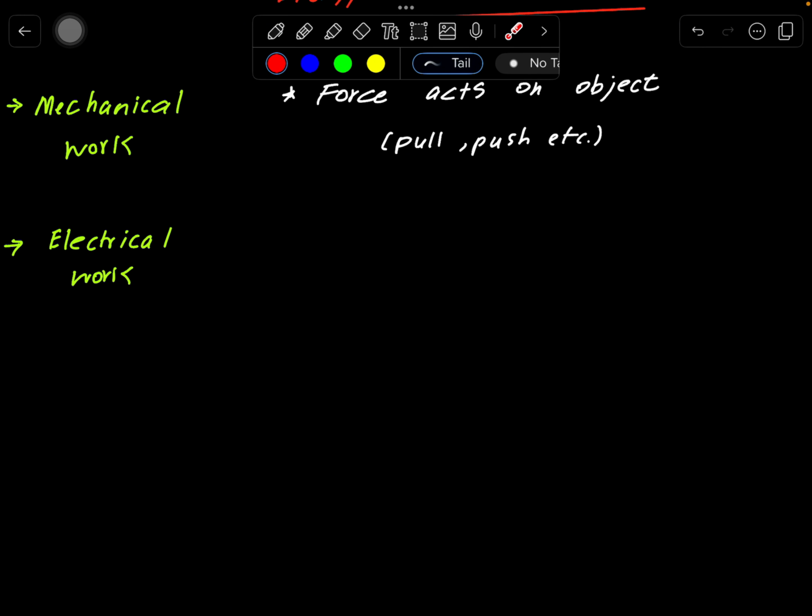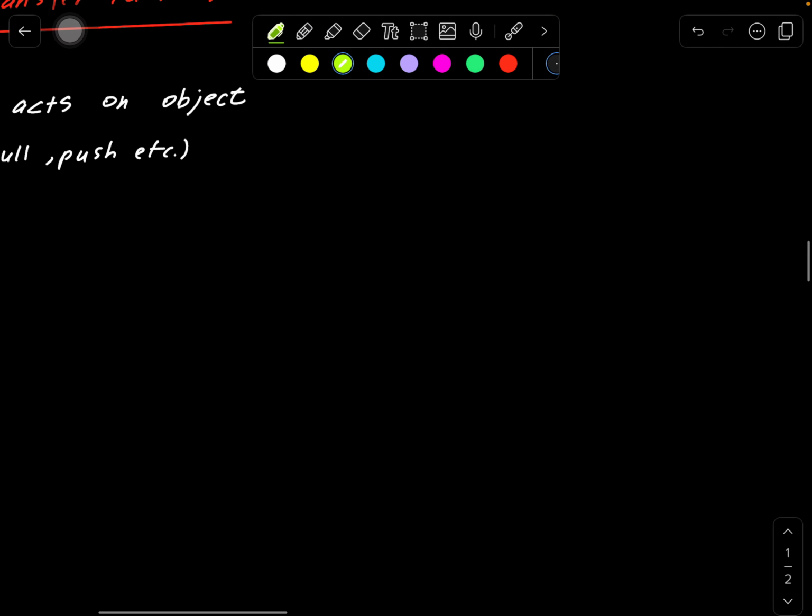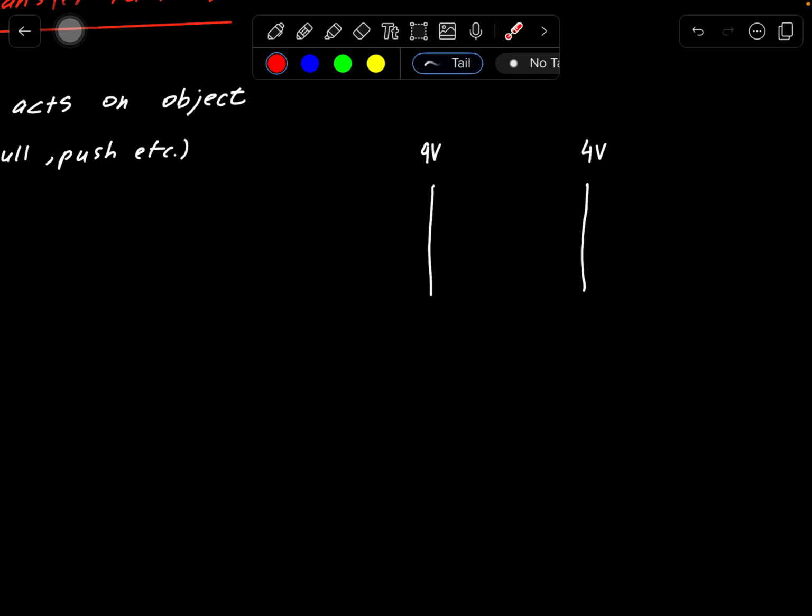Whenever we have a charge whose movement is involved through a potential difference, then that form of work is electrical work, or that form of energy transfer is by electrical pathway. We'll learn more about the concept of potential difference in detail in another section, but let me just give you a brief idea. If you have two sites and one of them has 9 volts potential and the other has, let's do 4 volts potential, then the charge will move from higher to lower potential.